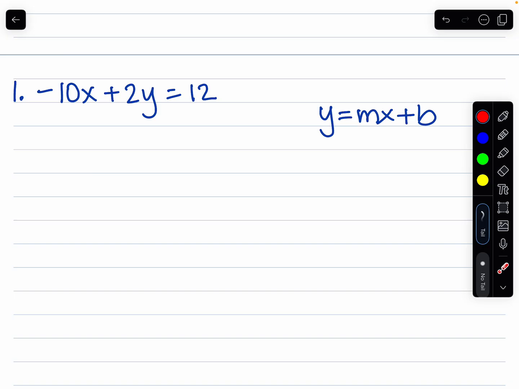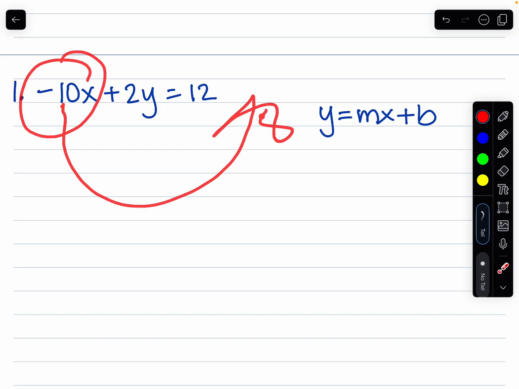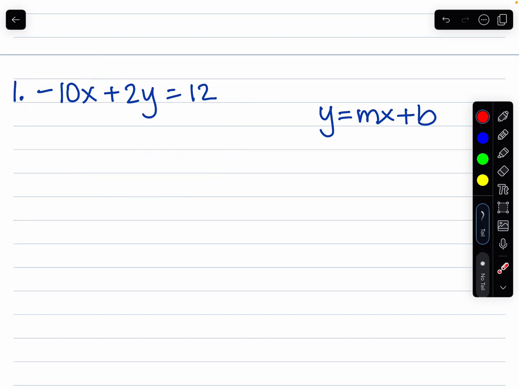Does anyone have an idea how I could do this? So first, any ideas how I could get negative 10x over to the other side of the equal sign? Flip the equals 12 to the front. No, I don't want to move that. I just want to move negative 10x to the other side. Add 10x. Good.